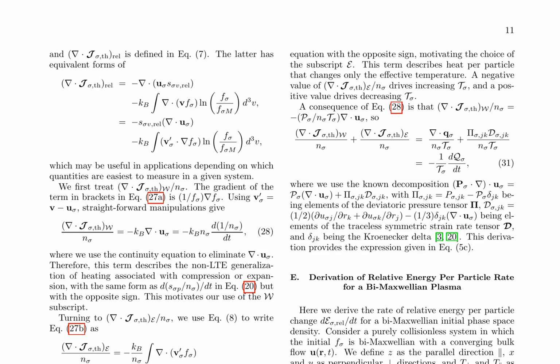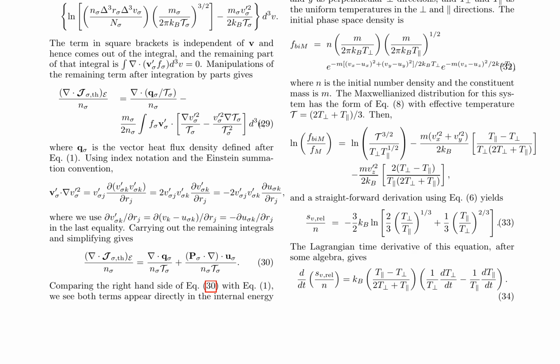The relativistic heat flux vector J_sigma,Th is decomposed into two components: J_w, related to heating associated with compression or expansion, and J_E, related to heat per particle changing only the effective temperature. The divergence of J_w is given by equation 28, resembling the time derivative of entropy per particle with opposite sign, while the divergence of J_E is given by equation 30, equivalent to the internal energy equation with opposite sign. A negative nabla dot J_sigma,Th,E over n_sigma drives increasing temperature, and a positive value drives decreasing temperature.